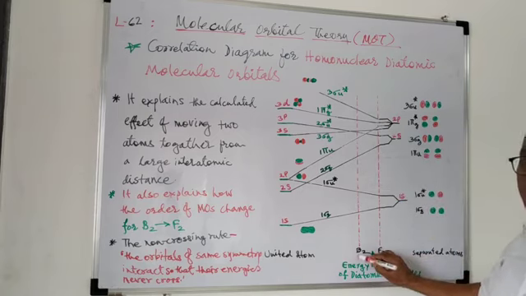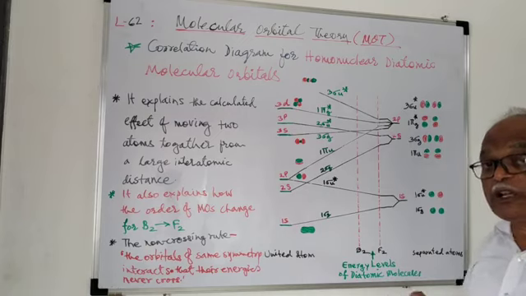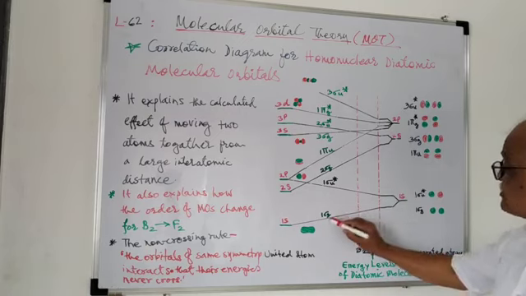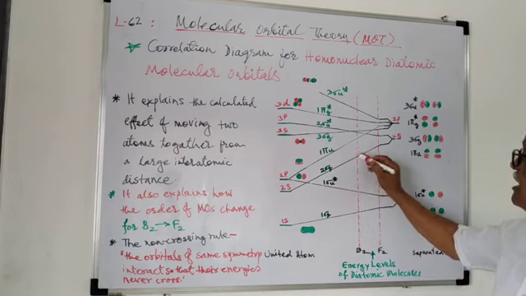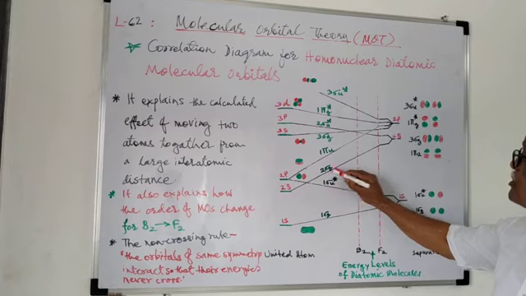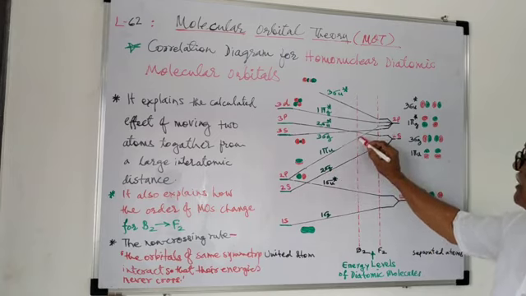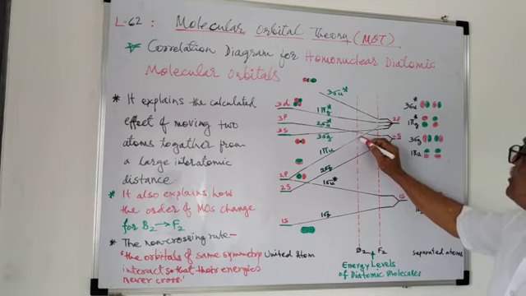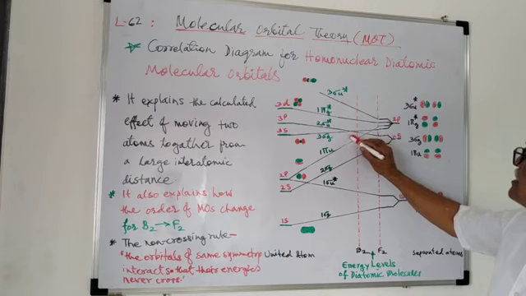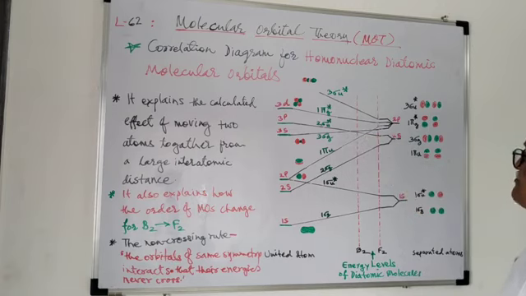But when we are considering, say, B2, the homo-nuclear diatomic molecule, you will have the order of molecular orbitals like this: 1 sigma g, then 1 sigma u star. Then here you will find 2 sigma g, and here 1 pi u, and here it is 3 sigma g.